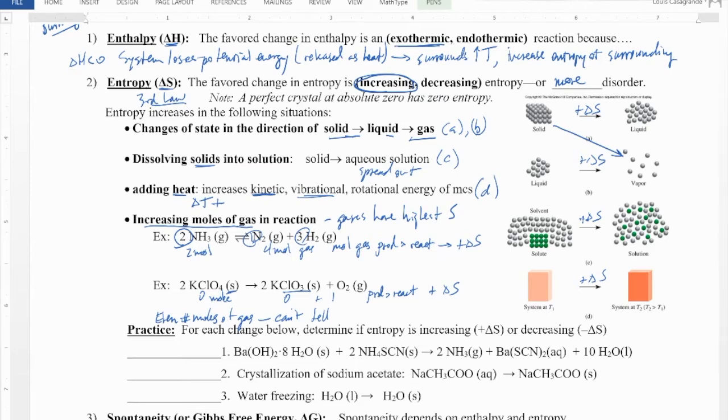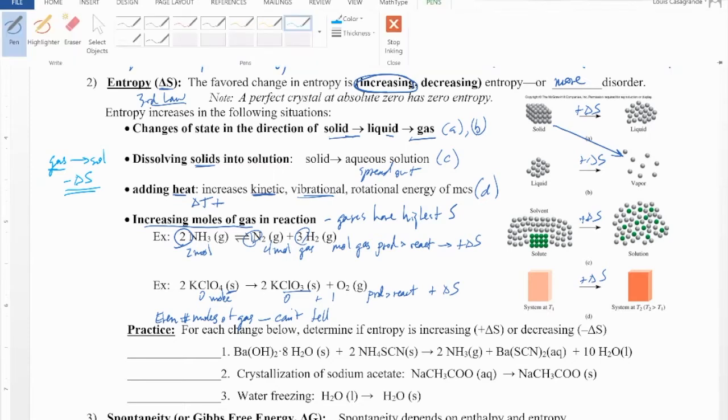I also wanted to mention one thing that's not on here. Dissolving a solid into a solution is a positive entropy change, but dissolving a gas into a solution, because gases are the highest, is a negative delta S. And this is a big reason why gases have a lower solubility at higher temperature, because as you increase the temperature, you're increasing the entropy and driving it more towards that gas state. So let's do a little bit of practice here.